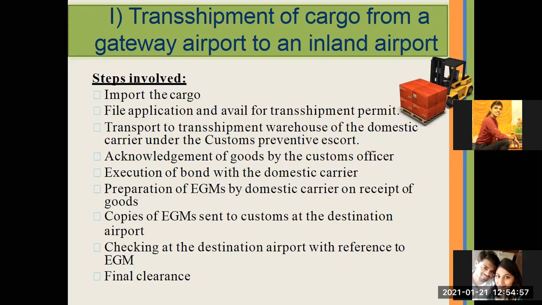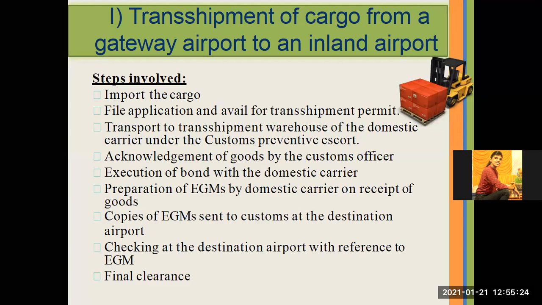Now let's talk about exactly what steps are involved in the import of cargo. You have to file an application and avail the transmitted permits. Some restricted items also need a permit, so while importing any item you need some permit. So you have to file the application and avail the transmitted permit, then transport to the transmitted warehouse by the domestic carrier under customs preventive escort. So from the industry to the warehouse it has to be sent, and all the customs formalities have to be done, because customs is involved in import or export.